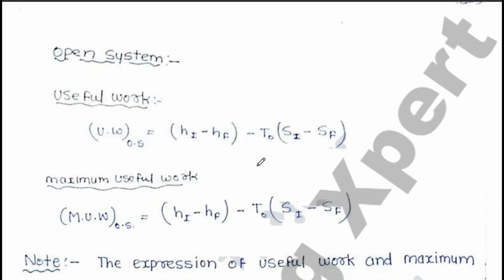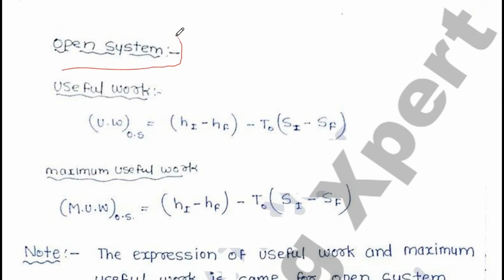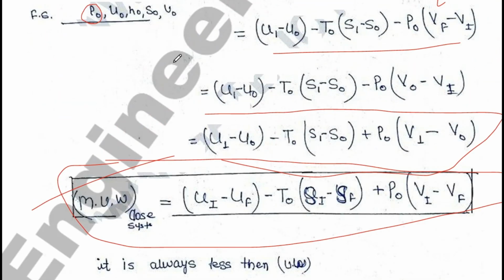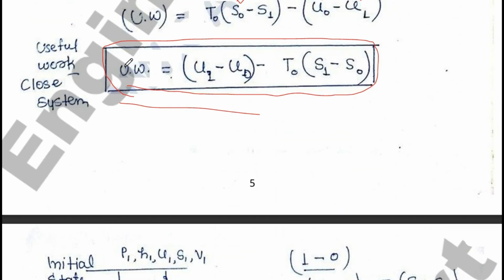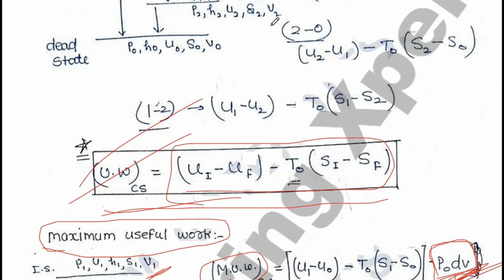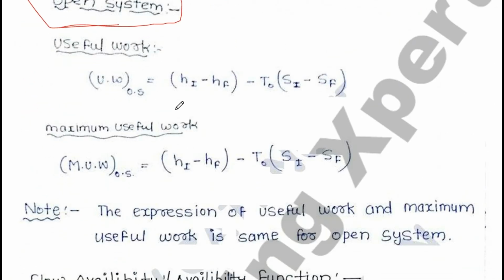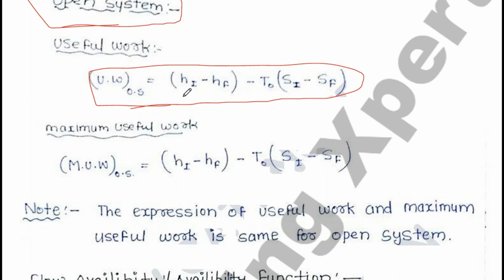Okay. So let's come to open system. The earlier case we have discussed was for closed system. Now we will be discussing the open system. So useful work is this for open system. Instead of U, we use H because there is flow work also. So H comes here. And this I have discussed in my first lecture also, where I wrote the work for open system. So you can use it for reference. And here the maximum useful work is the same for closed and open both.